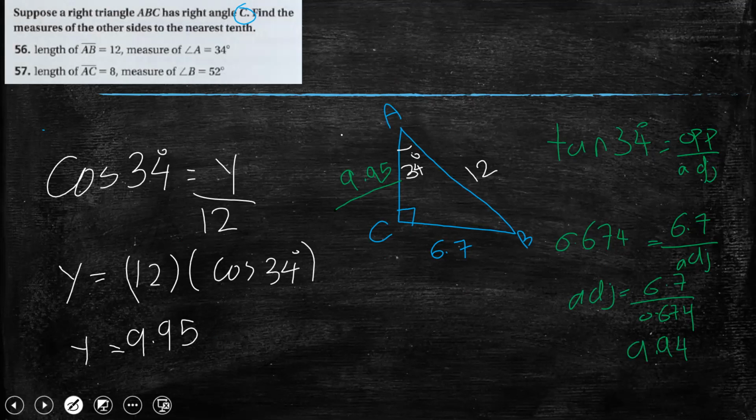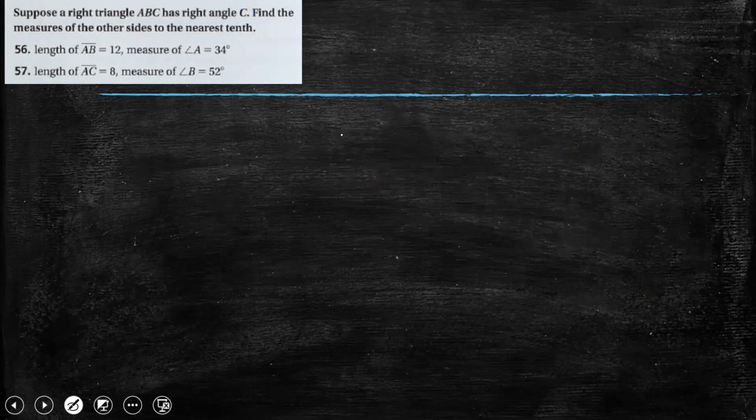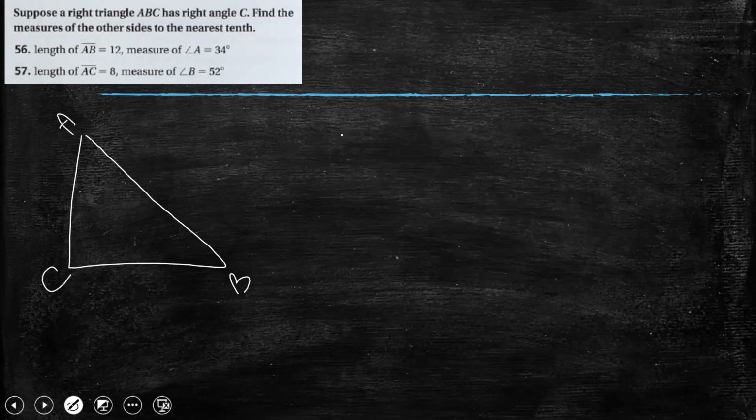Okay. Let's solve now number 57. In number 57 here, we have a right triangle with a right angle at C. Now AC is 8 and the measure of B is 52 degrees. I need now to find BC and AB.